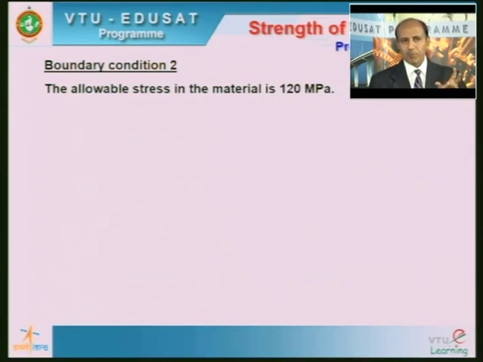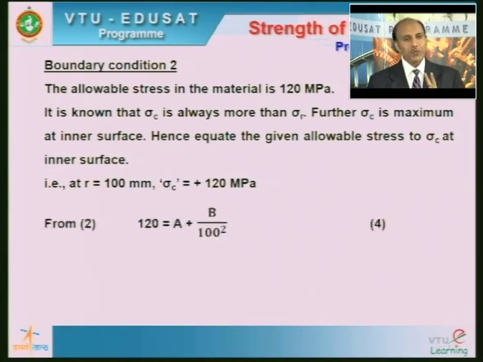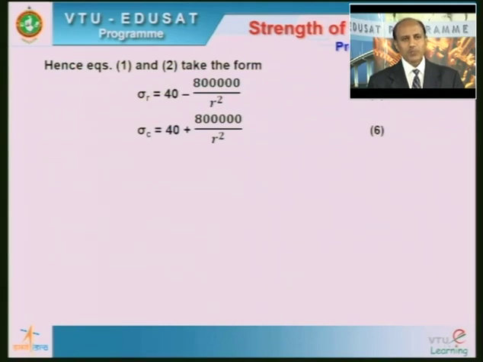In the previous two problems, we knew the thickness, so we used the boundary condition that at the outer surface the radial stress is 0, whereas in this case the allowable stress is given as 120 megapascals. Of the two stresses sigma C and sigma R, sigma C is always larger than sigma R, and further sigma C is maximum at the inner surface. So we use the condition at R equal to 100 mm, the inner surface. This circumferential stress is plus, not minus, plus 120 megapascals. We substitute this in equation 2, not 1, and we get one more equation. Solve, get the values of A and B, and put them back in equations 1 and 2, and the equations are ready. That is how we do this particular problem.